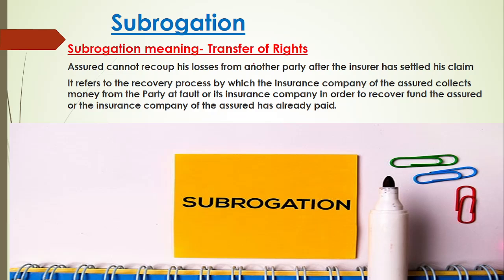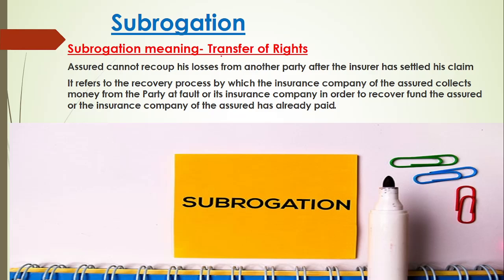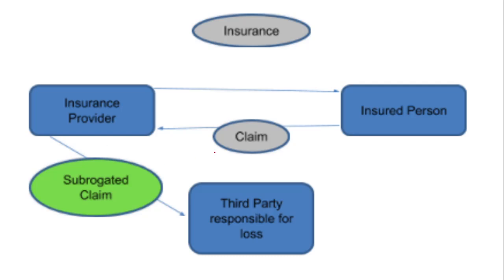If they ask you in one word, what is the meaning of subrogation, say it means transfer of right. If they say, explain in one sentence, you can say subrogation means the assured cannot recoup his loss from another party after the insurer has settled the claim. So let me explain what I mean by that.